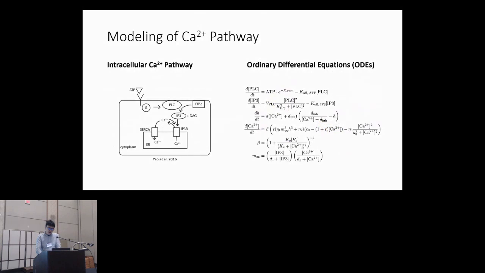We used a system of ordinary differential equations to model the ATP-induced calcium signaling pathway. The equations describe a chain of responses following ATP binding to purinergic receptors on the cell membrane. Those responses are the activation of PLC, the production of IP3, the activation of IP3R channel on the surface of the ER, and finally, the release of calcium ions from the ER into the cytoplasm.